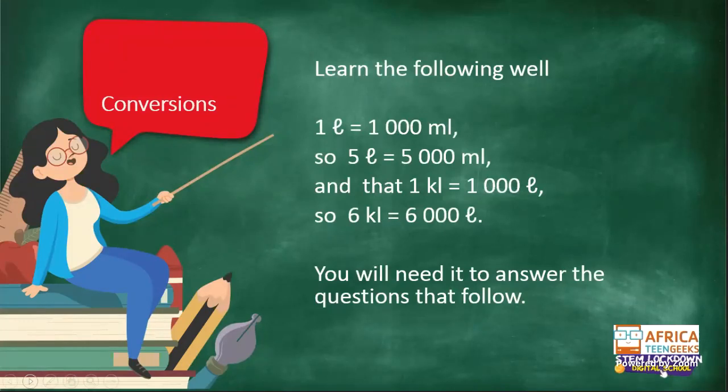All right, learn the following well. We have 1 liter, and we said that equals 1,000 milliliters, right? So 5 liters will equal 5,000 milliliters. And 1 kiloliter will equal 1,000 liters. So if you have 6 kiloliters, it will be 6,000 liters, right? Let's look at this very carefully for the next exercise.